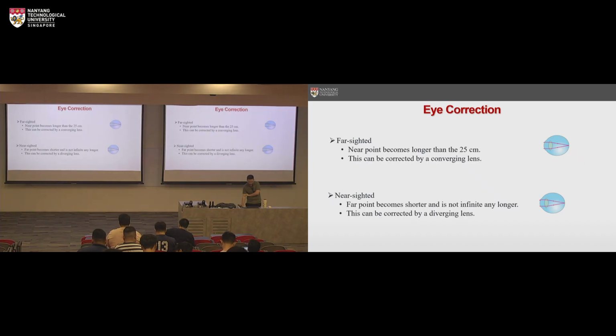Nearsighted basically means that the image doesn't form on your retina. What you need is a diverging lens to help extend it to your retina. Farsighted means that your image is further away from your retina, so you need a converging lens to help you converge back onto your retina.